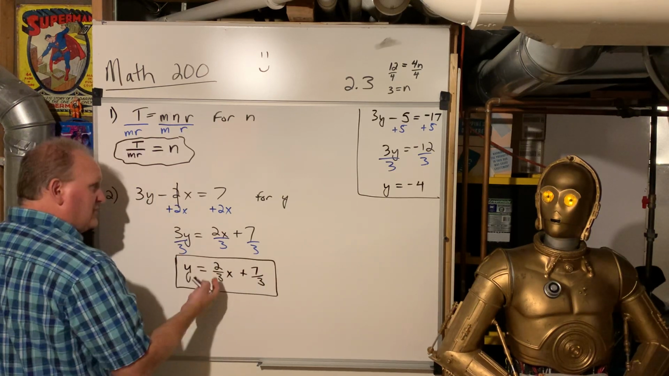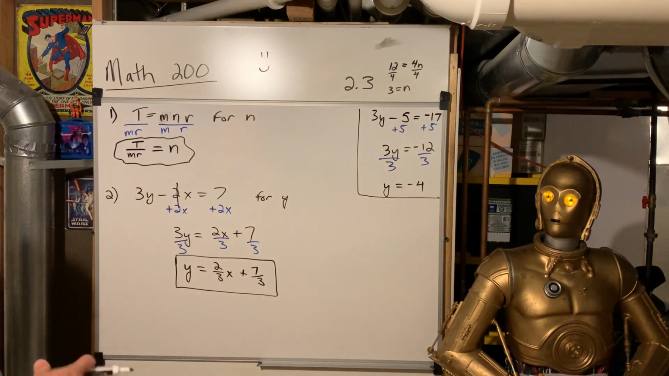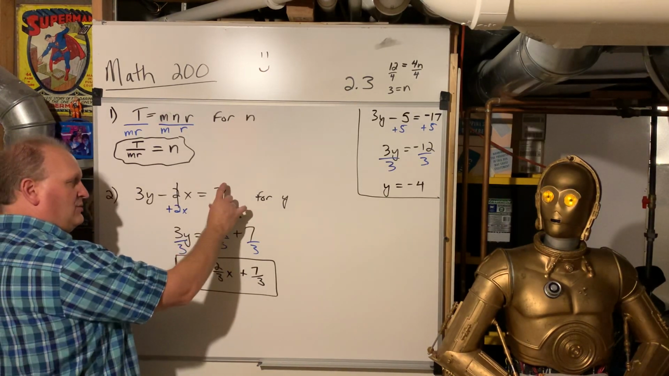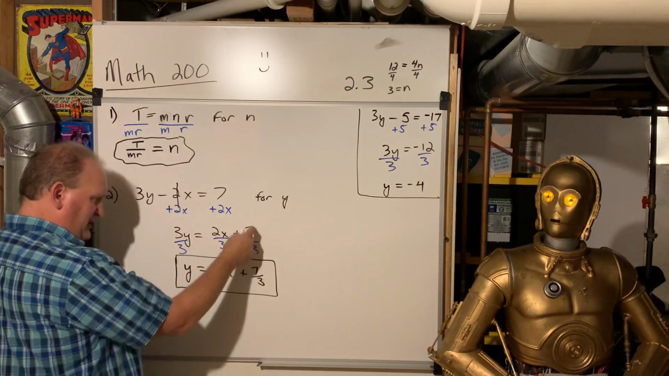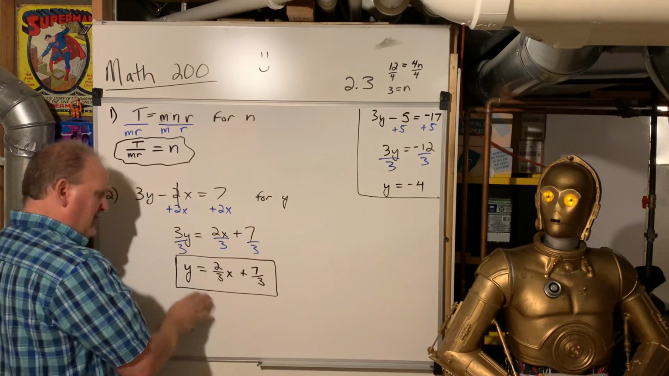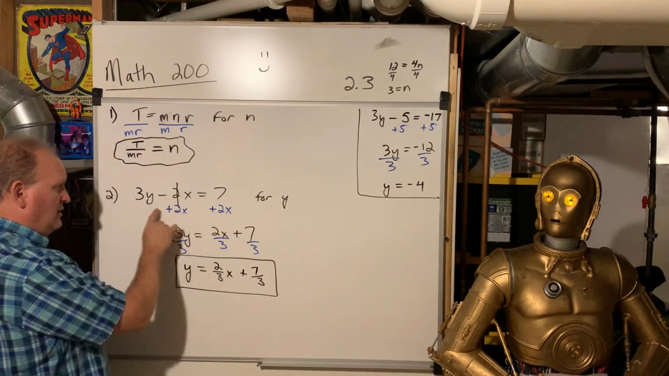That is the answer. That is the correct answer. But it feels wrong because I couldn't combine those terms because they were unlike terms, and I couldn't divide because 3 didn't go into 2 evenly and 3 didn't go into 7 evenly. This is correct. The object of the game was to get 1y equals. It's still get 1y equals.